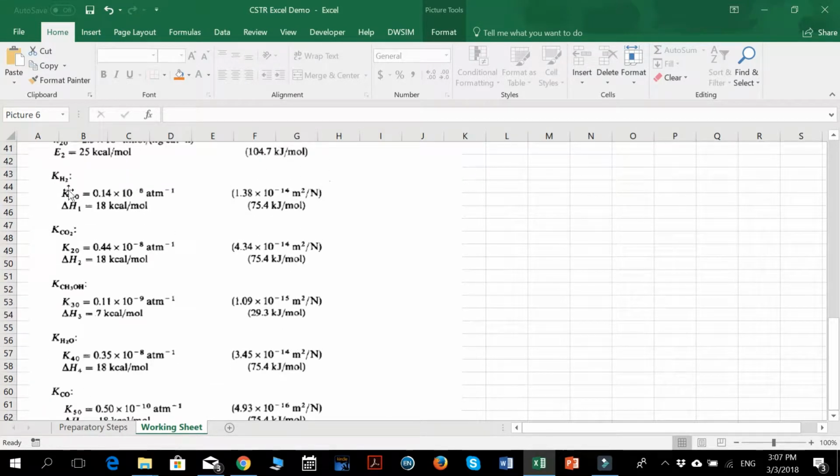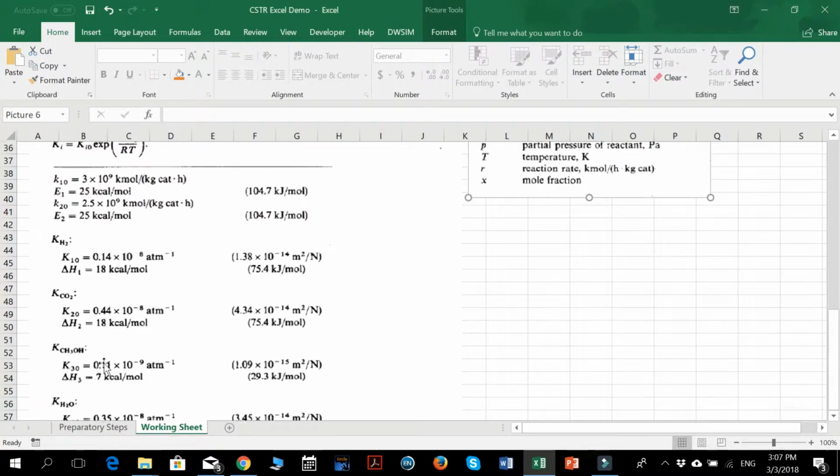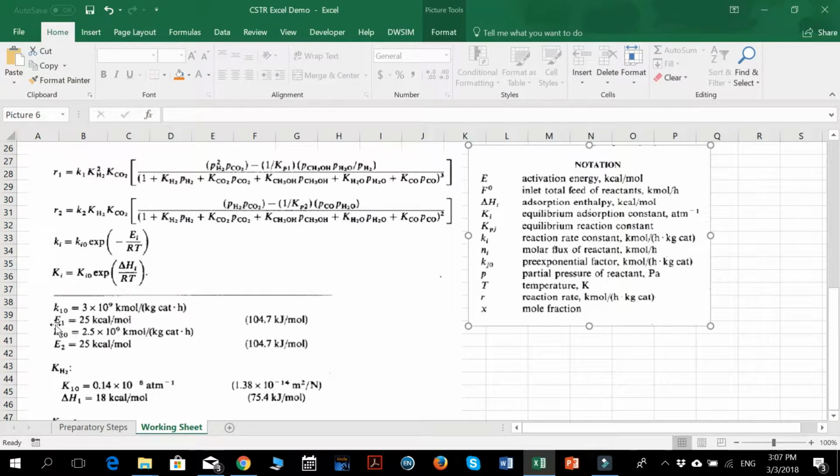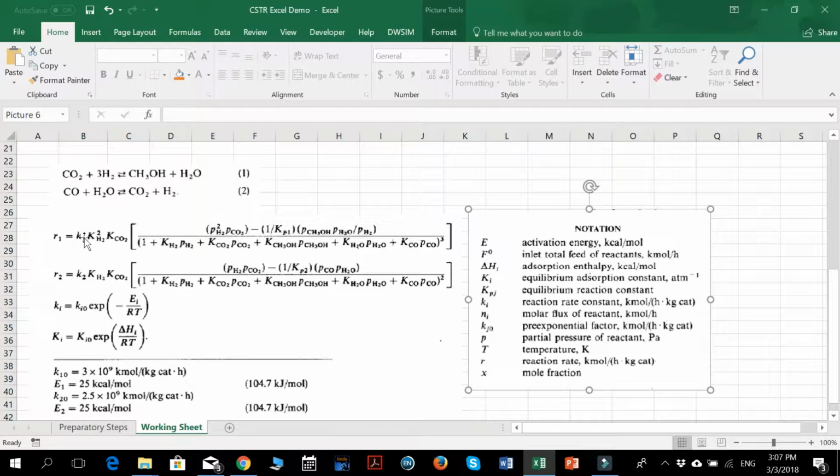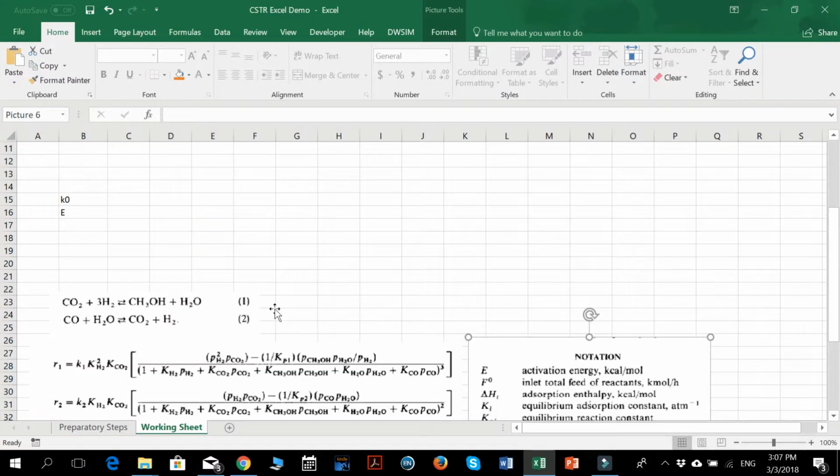Okay, so let's just key these things in along with the rate constants here. The first one will be for the CO2 hydrogenation, the second one will be for the reverse water gas shift reaction, or the water gas shift reaction. Yep, and let us begin.